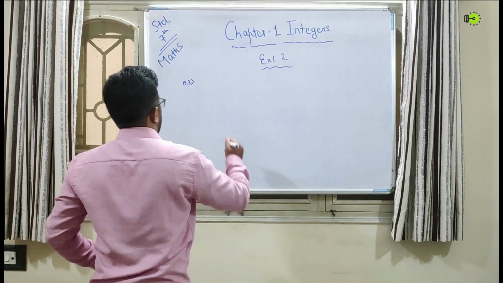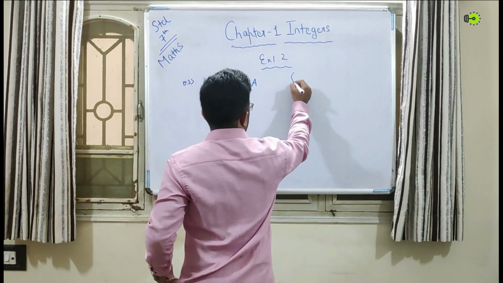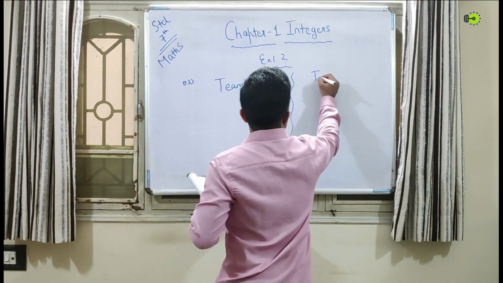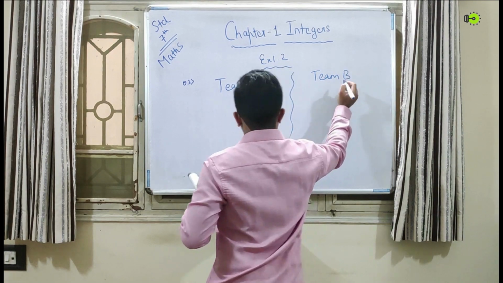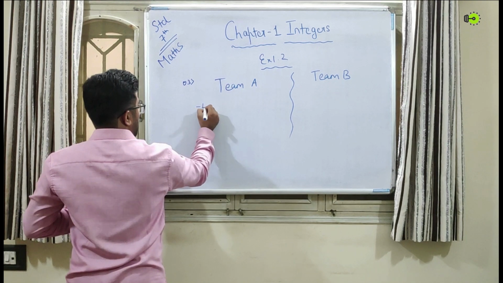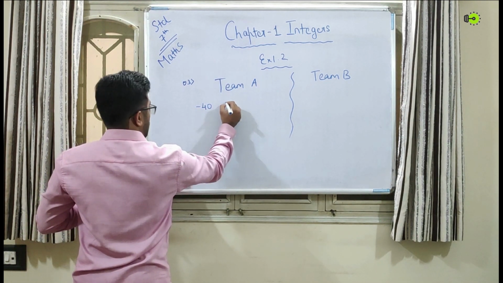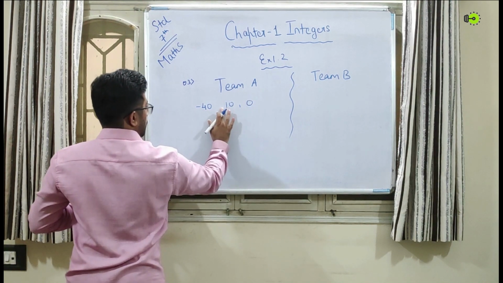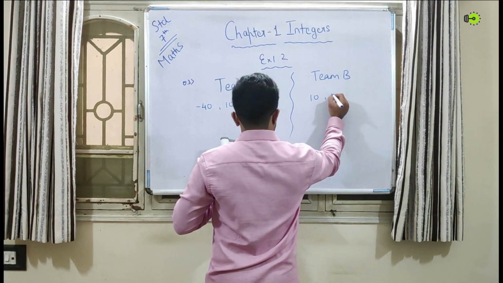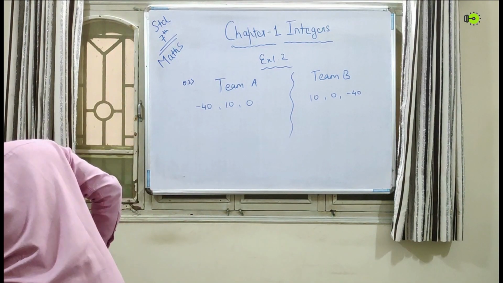So there are two teams, team A and team B. First of all, we'll write down the question in a very clear and precise manner so that we can solve it very easily. There were 3 rounds in a quiz. Team A scored minus 40 in the first round, then in the second round it scored 10 and in the third round it scored 0. Team B scored 10 in the first round, 0 in the second round and minus 40 in the third round. Now it is asked which team scored more.